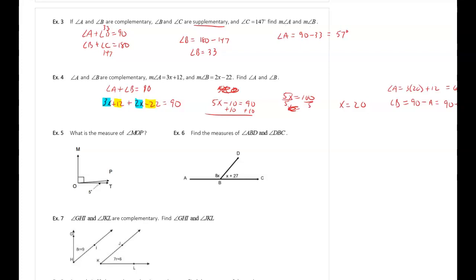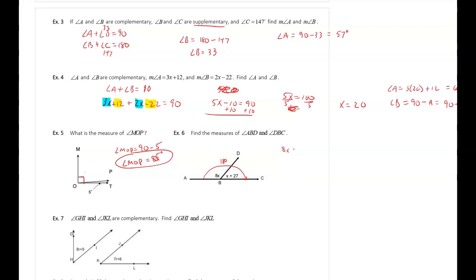Now, example 5. If these two angles add up to 90 degrees, because that's a right angle, so these two angles are complementary, to find angle MOP, I would do 90 minus 5, which would tell me angle MOP is 85 degrees. Okay? Now, these two angles in example 6, alright, they add up to 180, meaning they're supplementary.